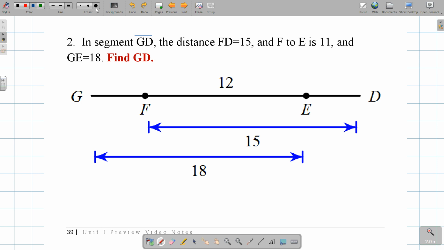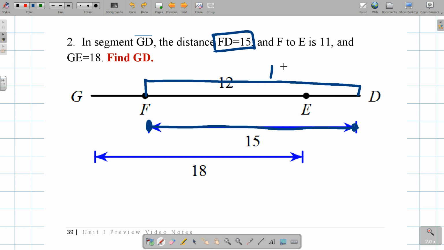I'd like you to physically bracket it up here. It's a little bit easier. That's 15. F to E, that's a typo, let's fix that, is 12. F to E is 12. Physically trace that.